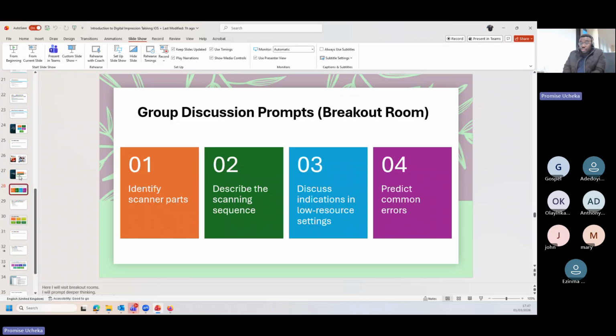So in your group discussion, when you go into the breakout rooms, I would like you to identify the parts of the scanner. If I give you a scanner now, will you be able to say this is what this one is called, this is what it is used for, and all of that? Can you try to describe the scanning sequence, and also discuss indication for low resource use? When do you think that in a place like where you work, this can be appropriate for you to actually use, and see if you will be able to predict any errors in a scan?